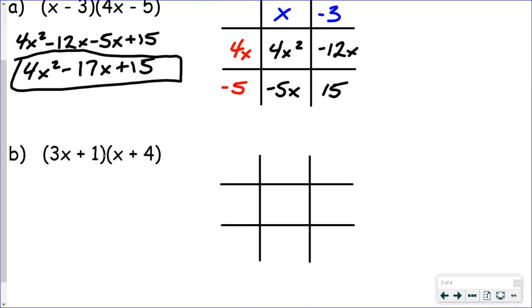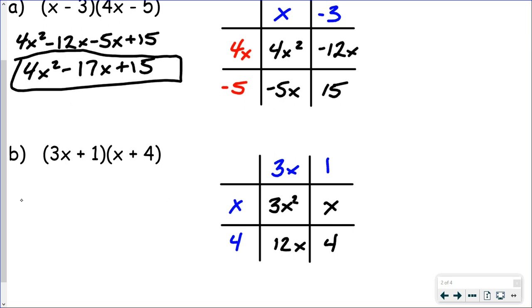Let's try this one more time. So 3x plus 1, 3x and a positive 1, and x and a positive 4. In this box is 3x times x, which is 3x squared. 1 times x is x. 3x times 4 is 12x. And 4 times 1 is 4. This is a really easy method. A lot of students like this. The only thing that makes it time consuming is you have to make this little table, right? But it's a good method.